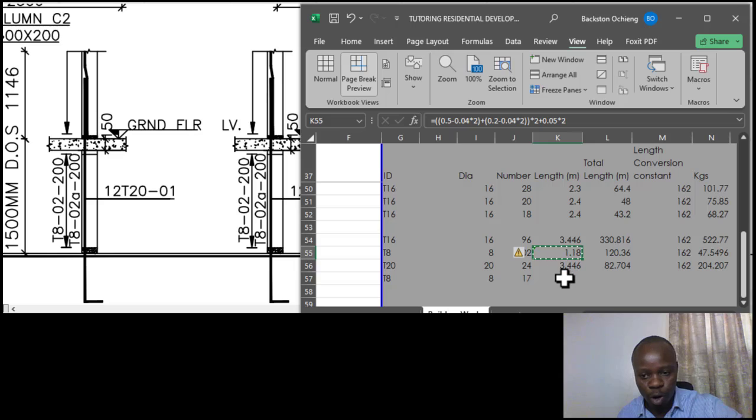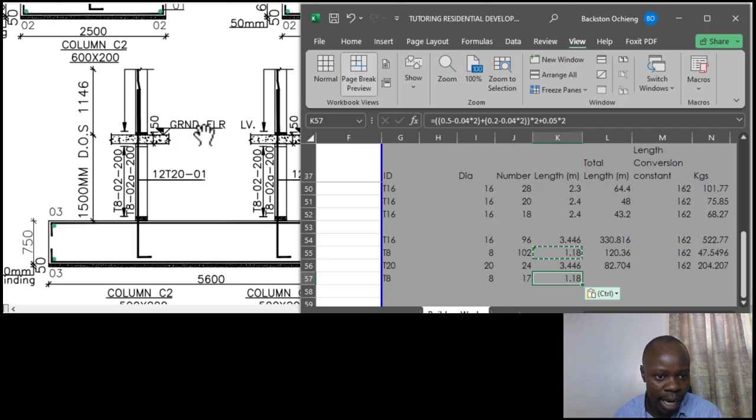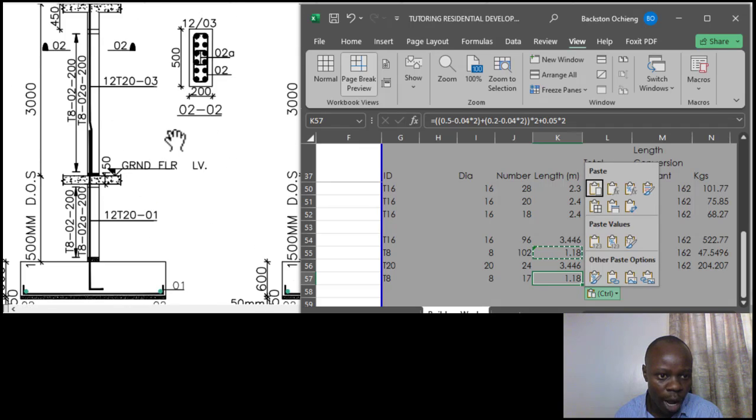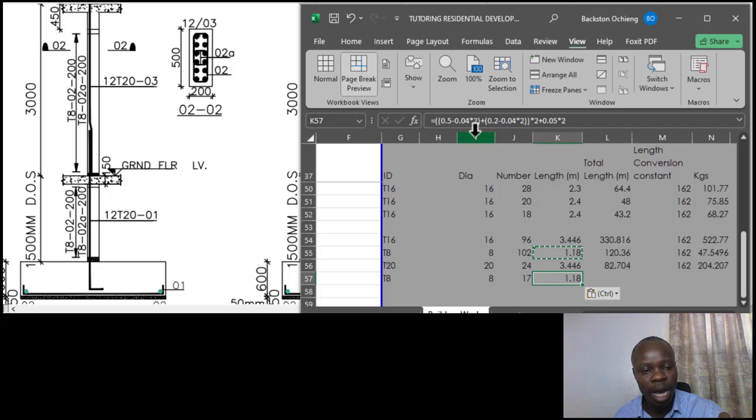So the length, we'll copy the formula that you have above, but then now we need to confirm the size of this particular column C2. It's 500 by 200. That means we still have the same calculations that we've done above to be repeated for the column C2 lengths. So 0.5 minus the cover, and then we do the same: the width is 200, multiply by 2, then we add 0.05 times 2, which is the hook. Alright, that is maintained. Then we go to the total length.